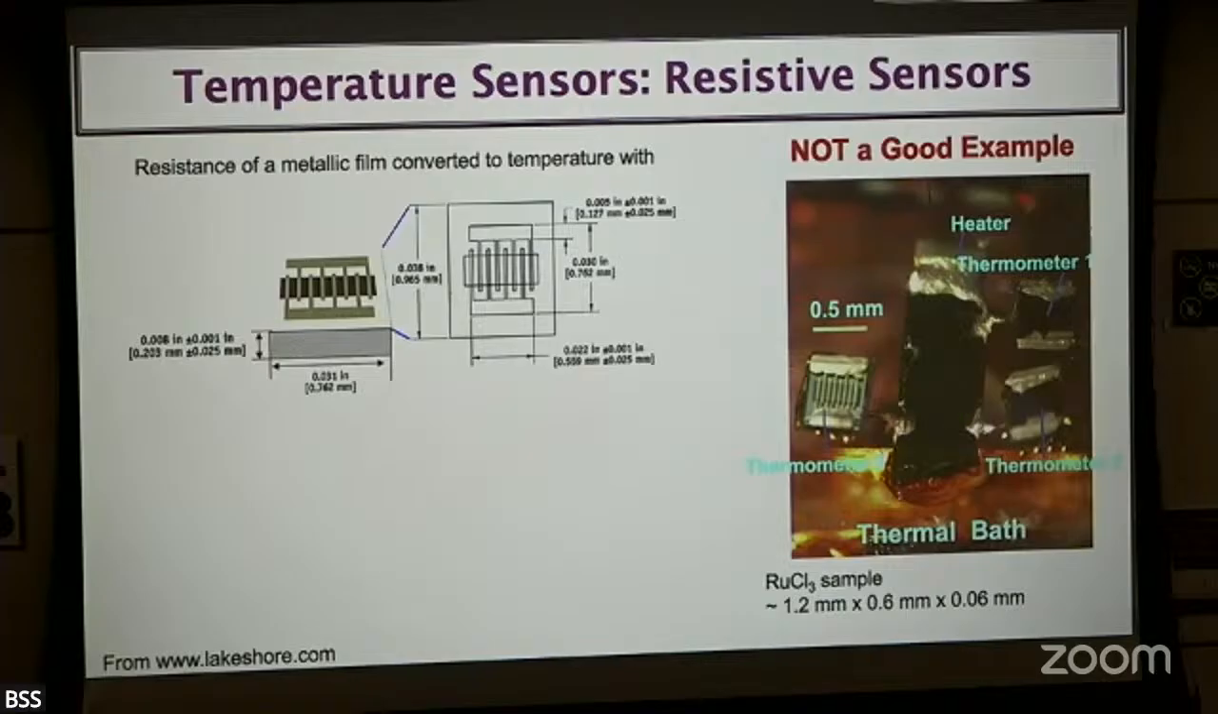A lot of experimentalists are very familiar with the Cernox sensor. Cernox is just the name of this product from Lakeshore. It's some kind of metal film. It has lead and palladium in it, but the exact content is a business secret, proprietary information. So nobody knows what's in there. However, it has superb performance.